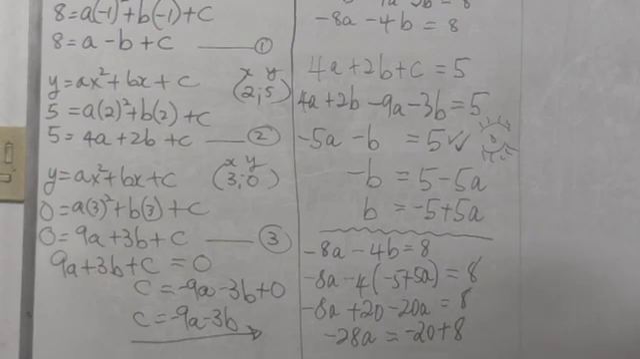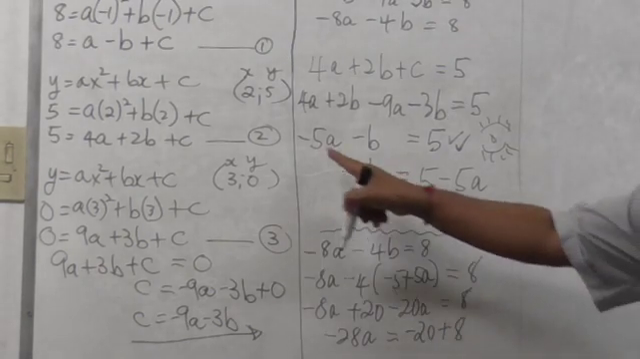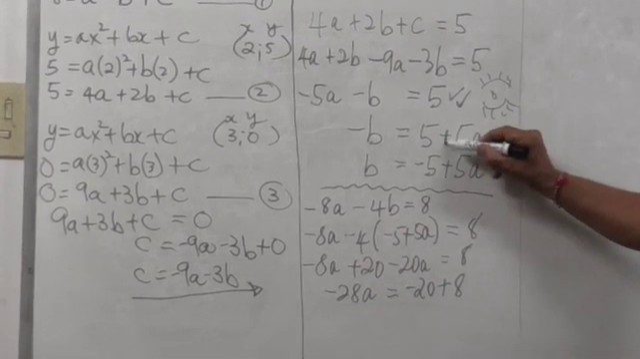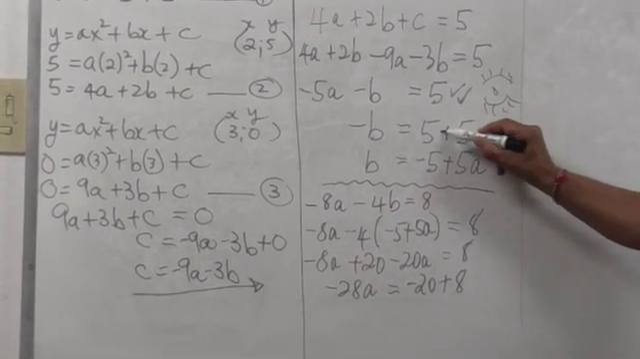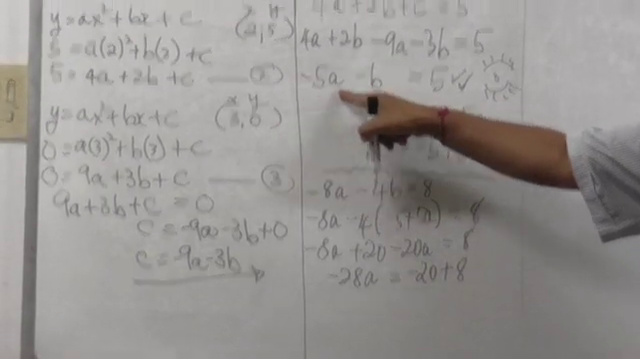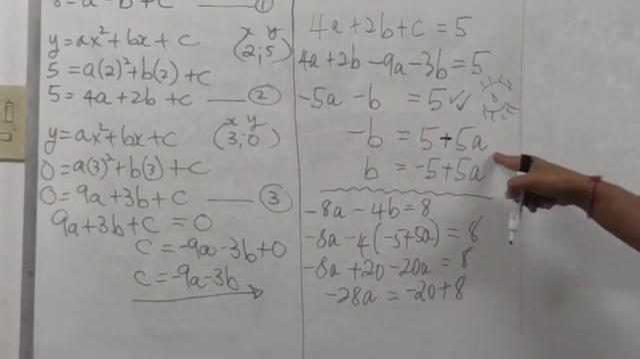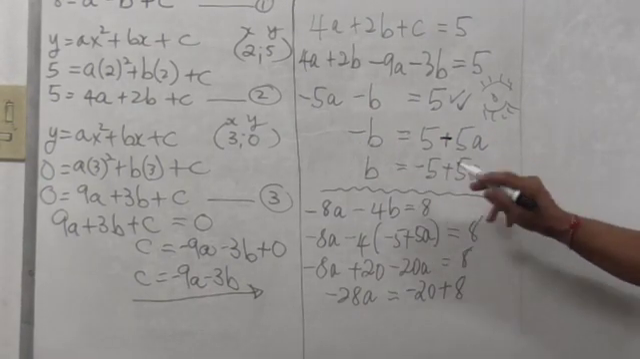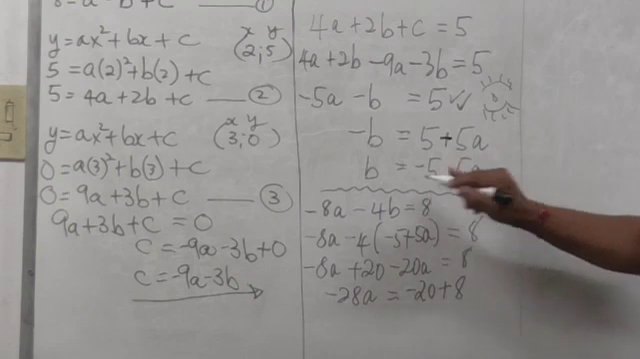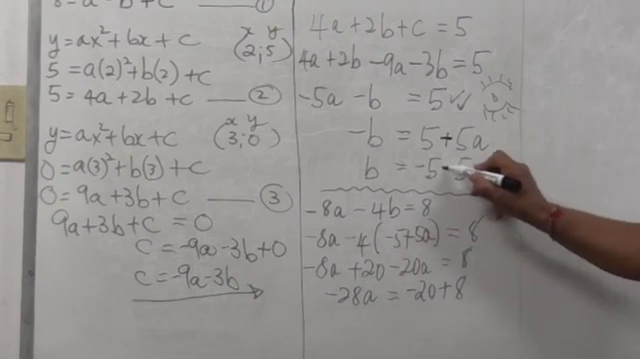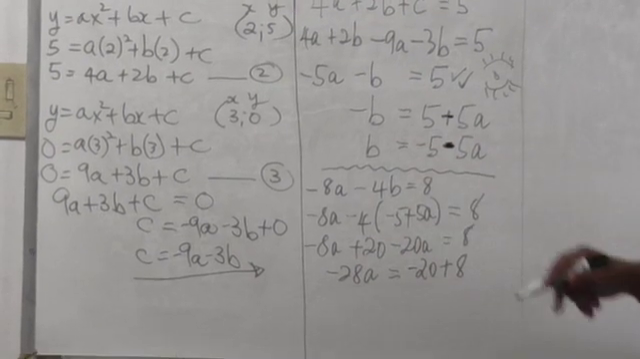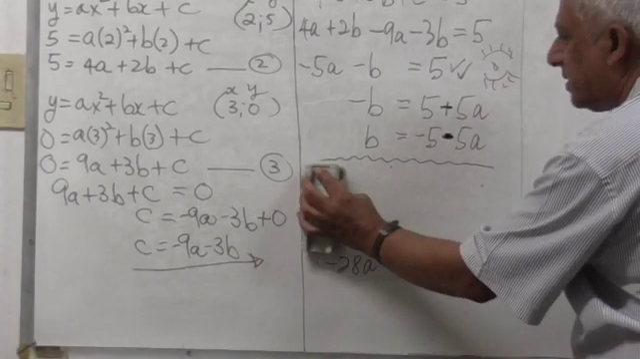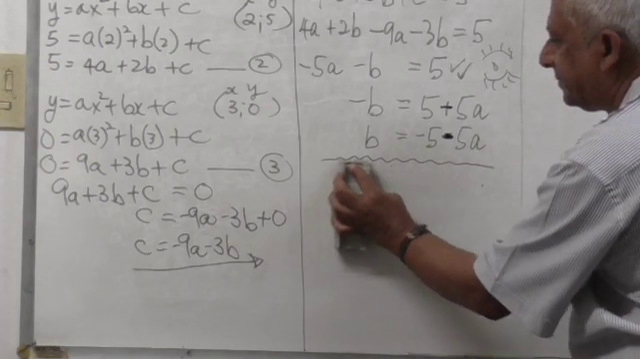But the mistake is here. When I brought that minus 5a to this side, it's supposed to be plus 5a. So minus b is equal to that. So b is equal to minus 5 minus 5a. So that is where the mistake was. So we found the error.